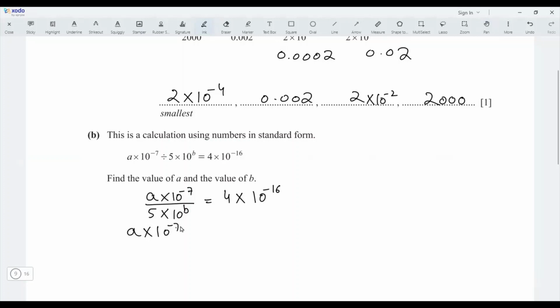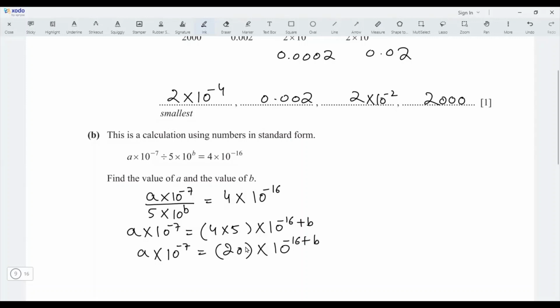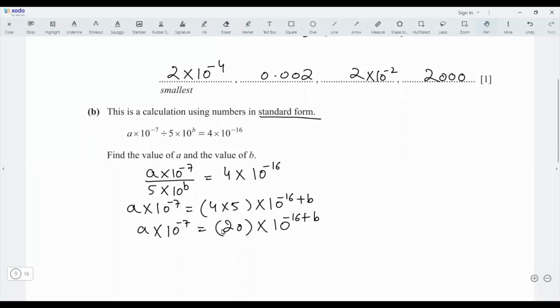Similarly, we can see A times 10 to the power of -7, and cross multiplying, 4 times 5 and multiplied with 10 raised to the power of -16, and this power will be added here, it becomes plus B. So A times 10 raised to the power of -7 is equal to 20 times 10 raised to the power of -16 plus B. If you compare these two, can we have the answer of A equal to 20? No, because it is not in standard form. We have to make it in standard form. What's the standard form of 20? 20 can be written as 2 times 10. It will be the standard format.